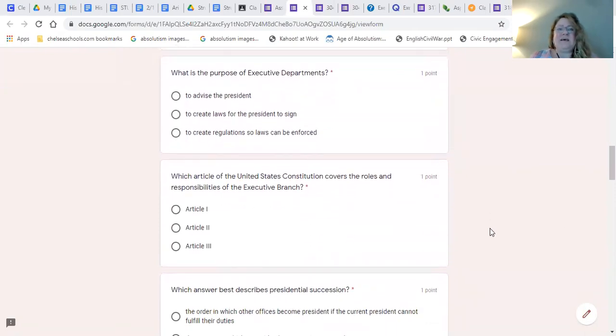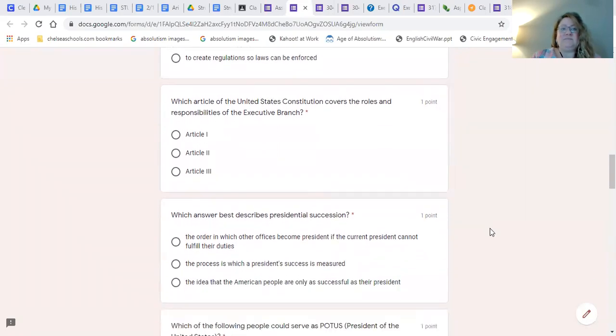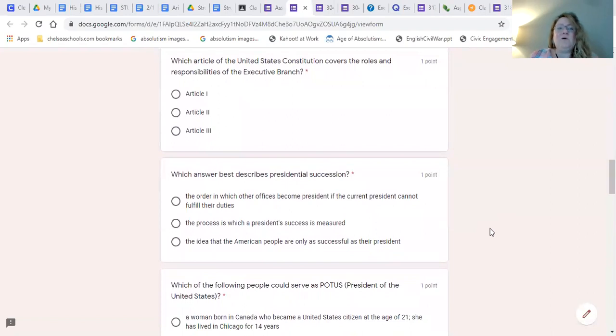What is the purpose of executive departments? To advise the President, to create laws for the President to sign, to create regulations so laws can be enforced. Which article of the United States Constitution covers the roles and responsibilities of the executive branch? Article 1, Article 2, Article 3.